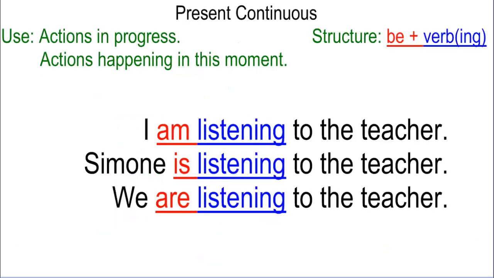So let's take some considerations. First of all, remember that the verb to be is going to adapt to the situation. So for example, in this case, I am listening to the teacher. But my friend Simone is listening to the teacher. And as a class, we are listening to the teacher. So you see, the verb to be depends on the subject. It depends on the person. I am listening. I cannot say I is or I be. No, I am, she, he is, we, you, they are.